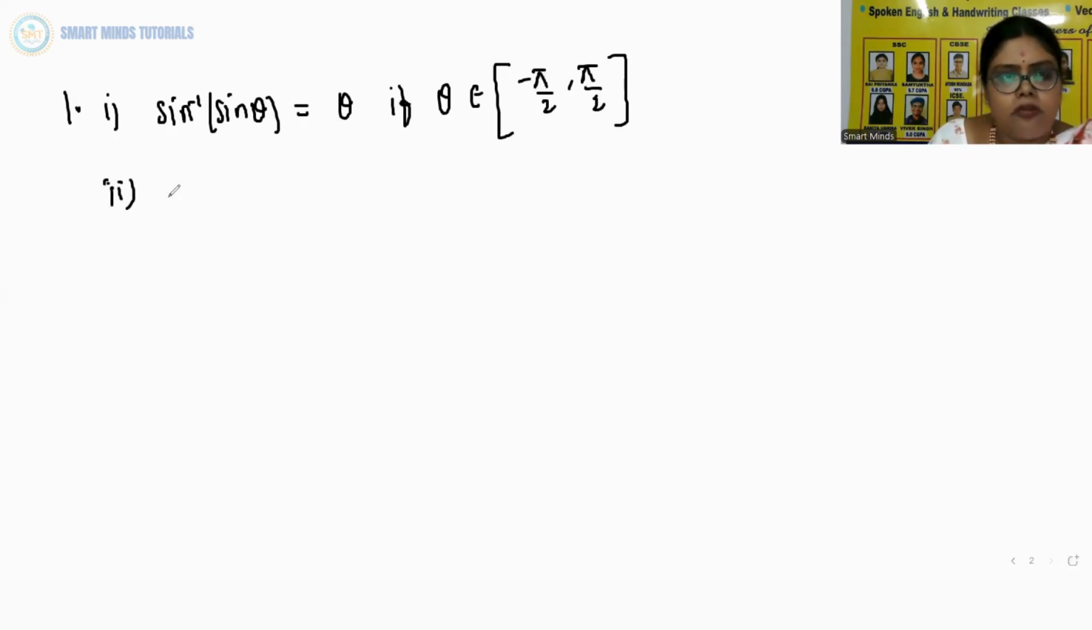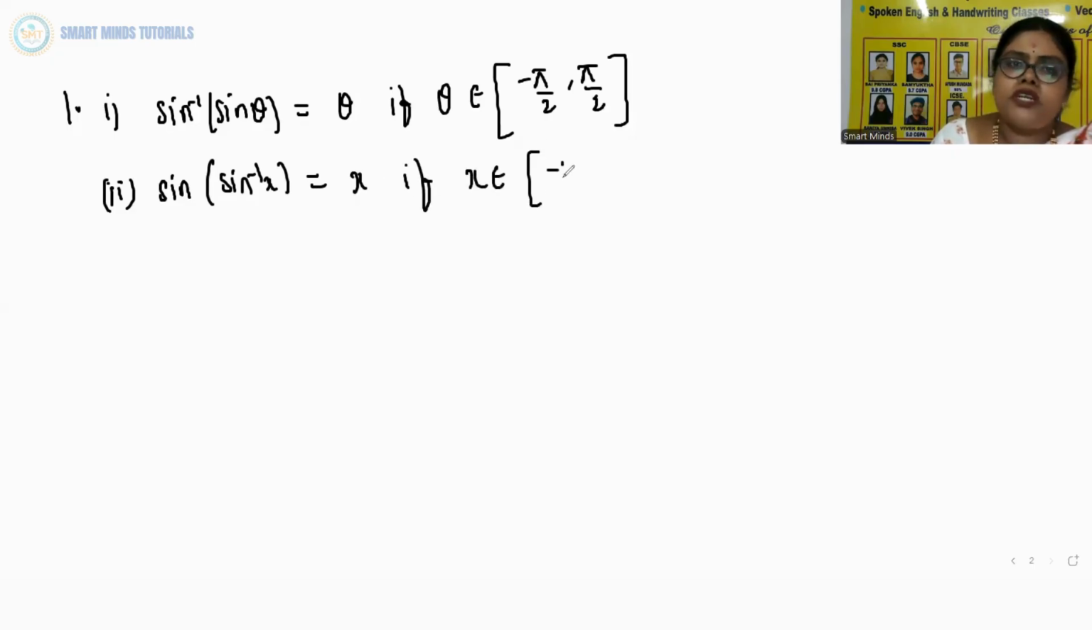Now the second formula is sine of sine inverse x is equal to x if x belongs to closed interval minus 1 comma 1. So square brackets are closed interval and open interval is simple brackets. Whenever simple brackets are given, the corners are not included, and whenever square brackets are given, the corners are included.